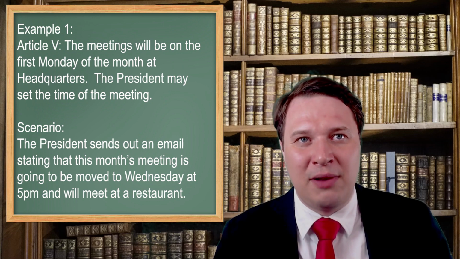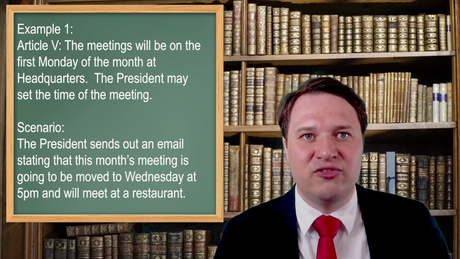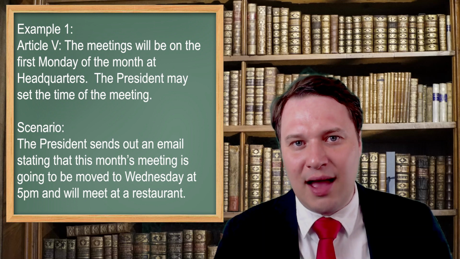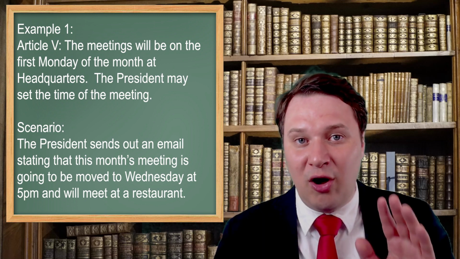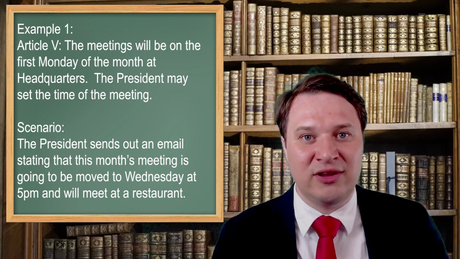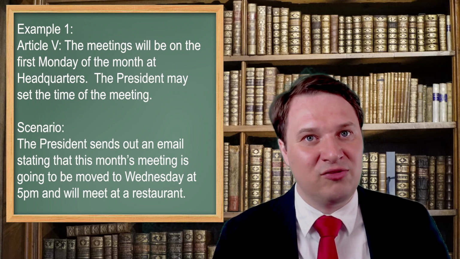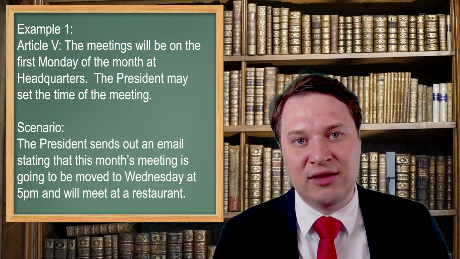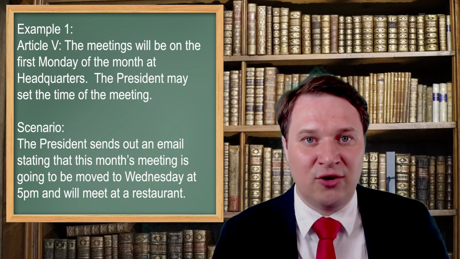Let's apply the principle to see why. We can see that the bylaws do authorize the president to set the time for the meeting. However, notice that not only the date, but also the location are prescribed in the bylaws, and the president does not have the power to change that part. So you can see that this meeting would not be proper. The president can certainly set the time of the meeting, but the location and date are set in stone.